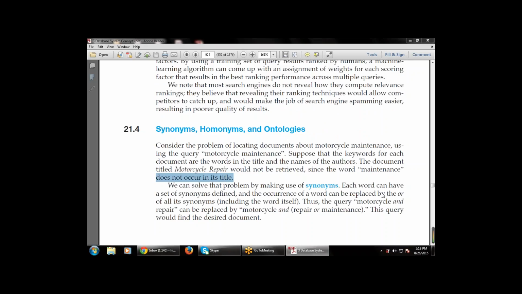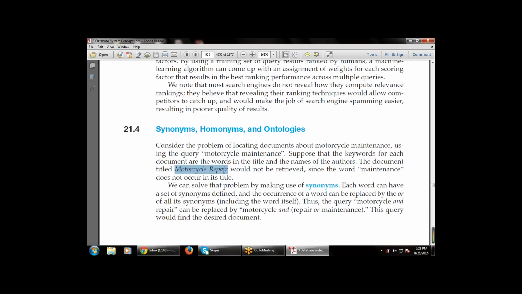Consider the problem of locating documents on motorcycle maintenance. Consider the query motorcycle maintenance. Suppose that the keywords for each document are the words in the title and the names of the authors. So the title words and author names are used as the document's keywords.